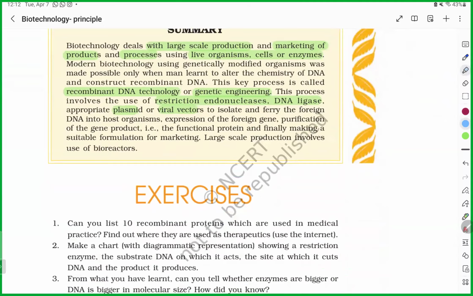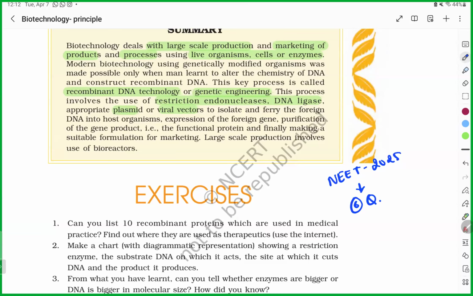Now you can ask, sir, why did you do this chapter specially? Because NEET 2025 had 6 questions from this chapter. Correct? 6 questions. 6 means 24 marks.